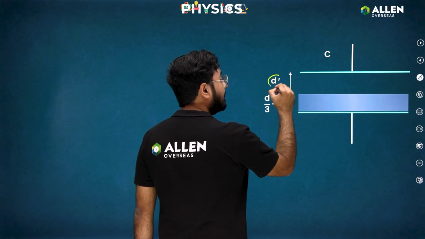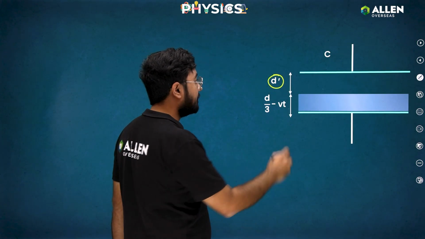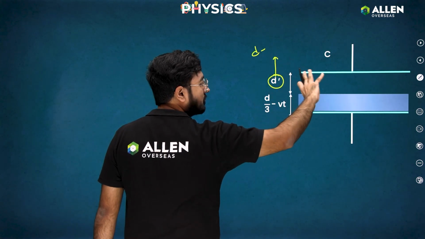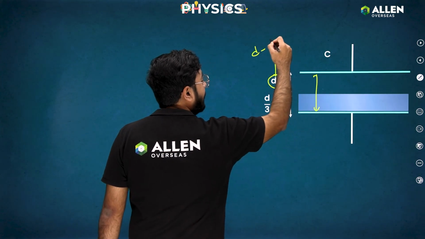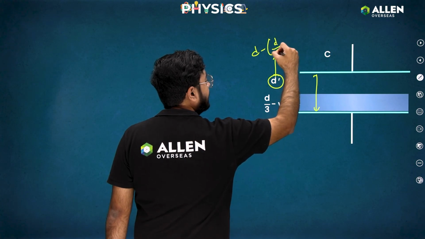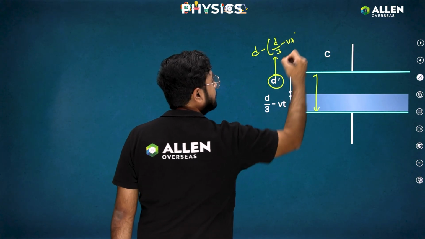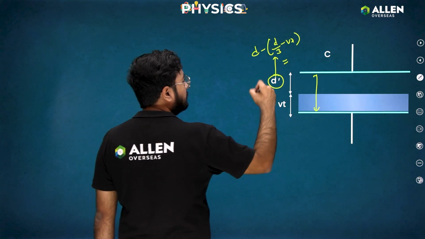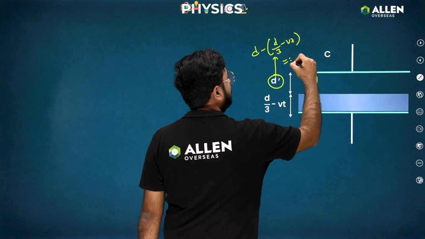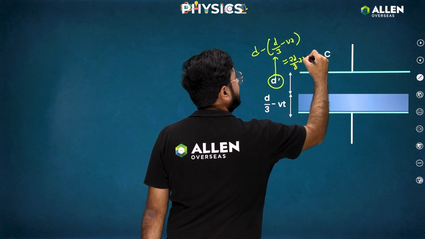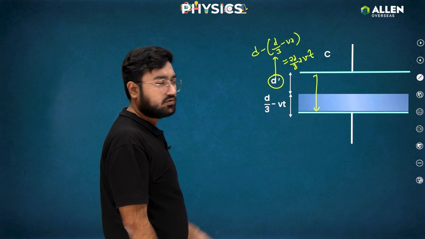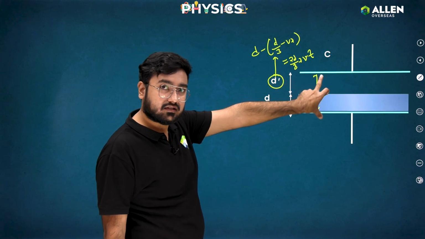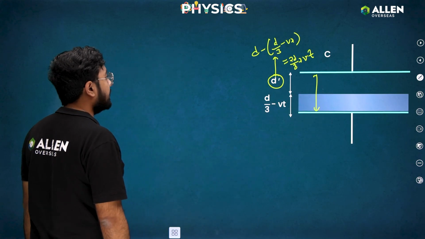And suppose the remaining is d dash. What will be this d dash? d dash will be d, the total distance, minus (d by 3 minus vt). Agree? So this will be equal to 2d by 3 plus vt. This is 2d by 3 initially, and it will increase at the same rate.